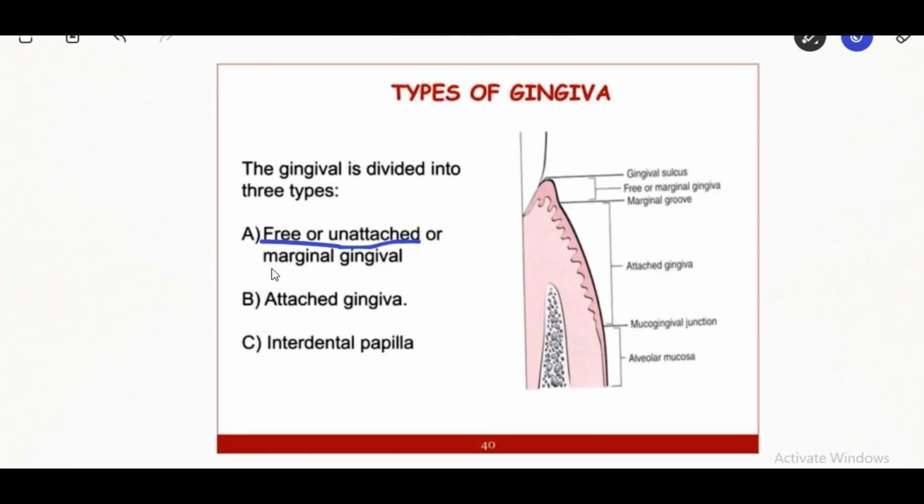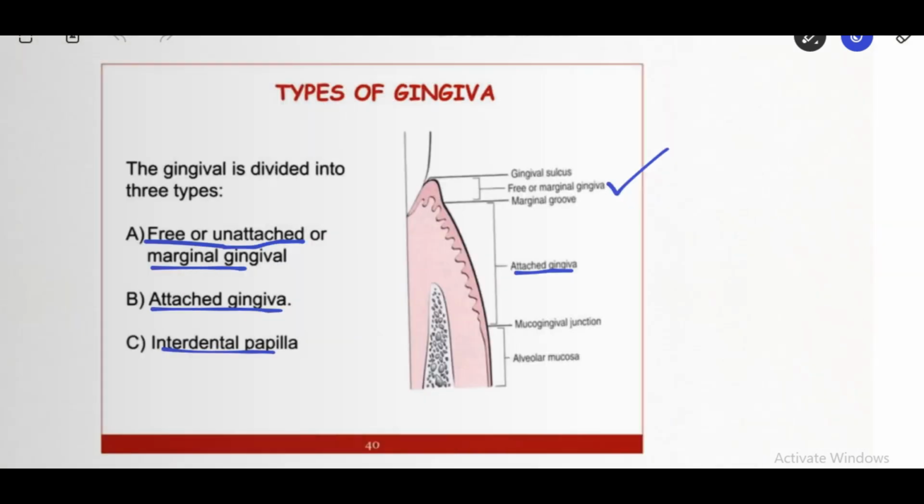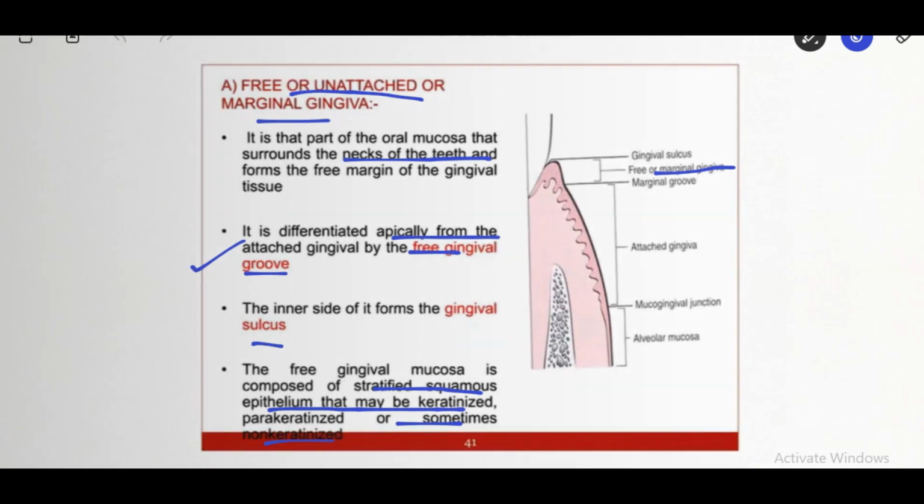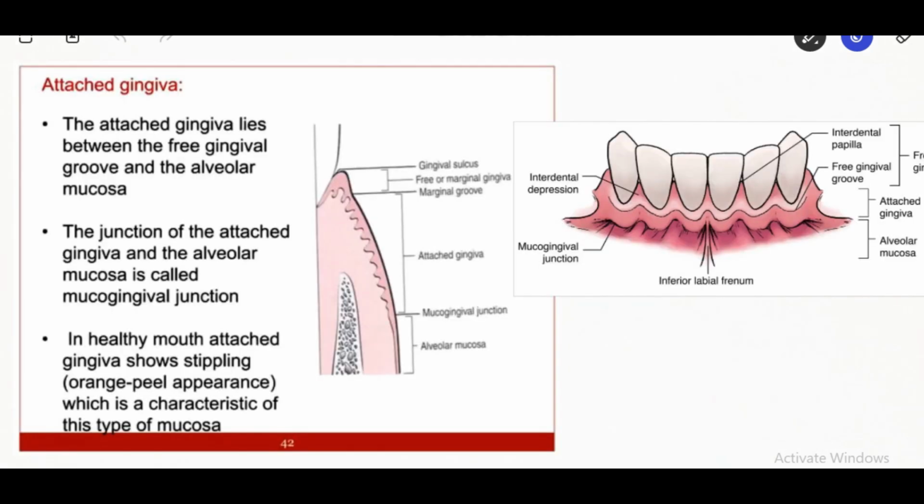The gingiva is divided into three types. The free gingiva, this one is the free or unattached or the marginal gingiva. This one is the attached gingiva. And third is the interdental papilla. The free gingiva, or unattached gingiva, is that part of oral mucosa that surrounds the neck of teeth. It is differentiated apically from the attached gingiva by the free gingival groove. The free gingiva is composed of stratified squamous epithelium that may be keratinized, parakeratinized, or non-keratinized.